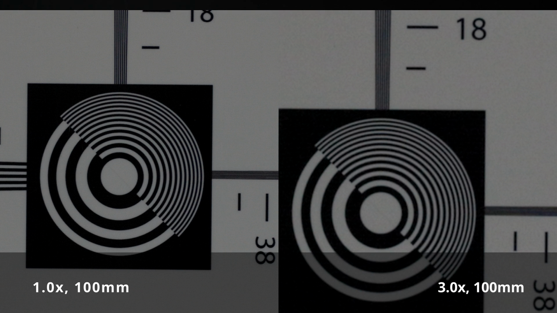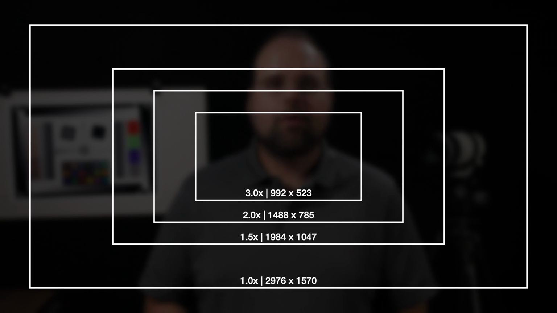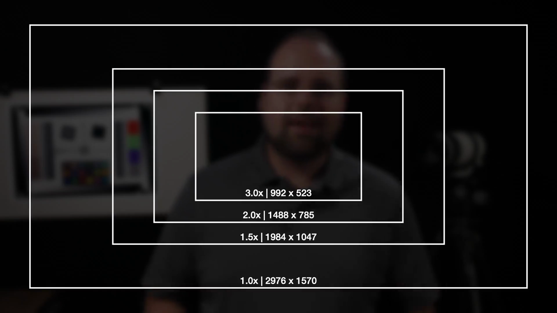So 1.5x, again, doing the resolution calculations, should be working with a 1984 by 1047 area on the sensor. So that's pretty close to 2K output resolution, but not quite. 2x drops that down to 1488 by 785, which is just barely better than 720p. And then 3x drops it all the way down to 992 by 523, which really suffers.